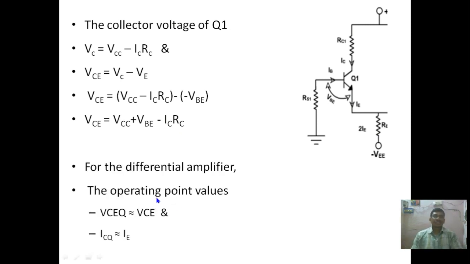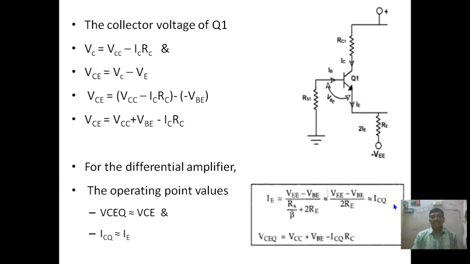Therefore, for a differential amplifier, the operating point values VCE is approximately equal to VCEQ and IE is approximately equal to ICQ. This can be given as ICQ is equal to (VEE minus VBE) by 2RE. Hence we have neglected the RS by beta, which is a small value. And the VCEQ value, which is the VCE value we have calculated here, that is VCC plus VBE minus ICQ RC.